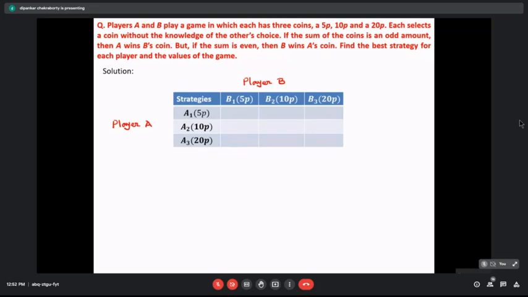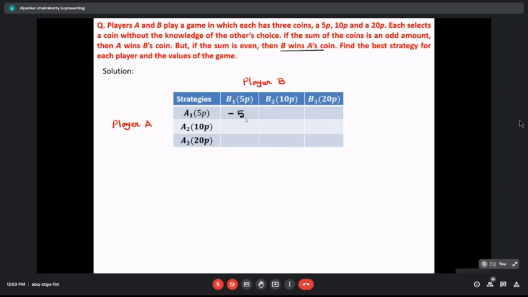So as the sum is even here, if player A plays A1 strategy, and player B plays B1 strategy, then the sum is 10. And as the sum is even, B wins A's coin. So how much will B get? What will be the entry here? B wins A's coin. A's coin is what? 5. So B will get that 5 paisa. That means the entry will be -5.